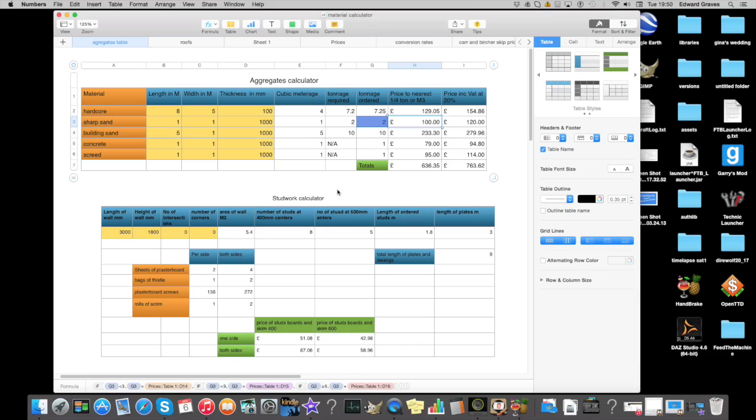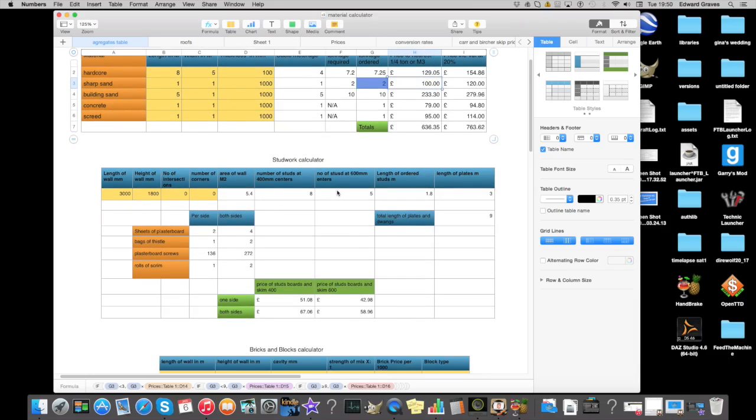Then I wasn't quite done there because I thought, how else can I do a stud work calculator? Good idea. I've got a wall that is, we'll say 3 meters long. We've done length in millimeters in this because there was something later on that just wouldn't work. The wall in millimeters is 3 meters long. It's 1.8 meters high, 6 foot ish. There are no intersections and no corners. These you have to add studs for because of plasterboard pickups and stuff. So they are being taken into respect.